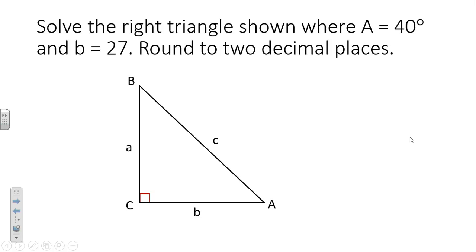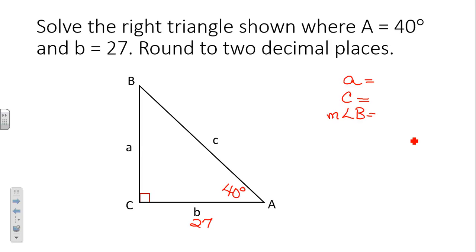And they told us that A is 40 degrees, and that side B is 27. Side B is always opposite angle B, and its measure is 27. And they ask us to solve this triangle. What are they asking for when they ask you to solve a triangle? Yep, all the missing parts. We're looking for side A, side C, and the measure of angle B. And you and I know angle C is 90 degrees, so you don't have to write that down.